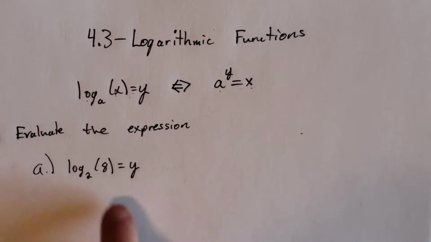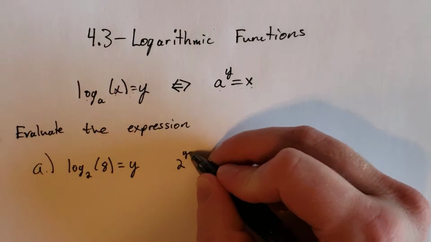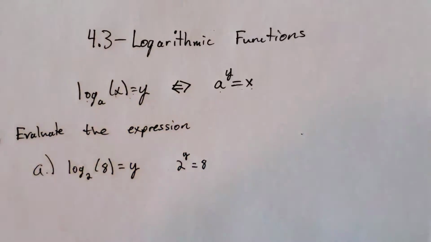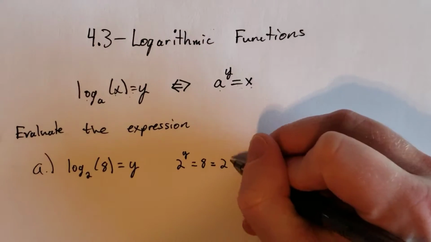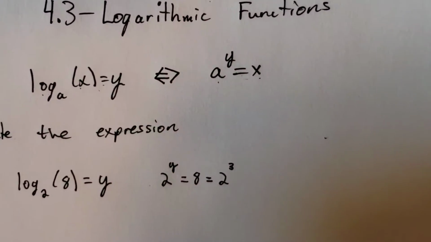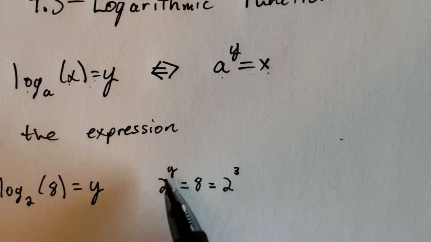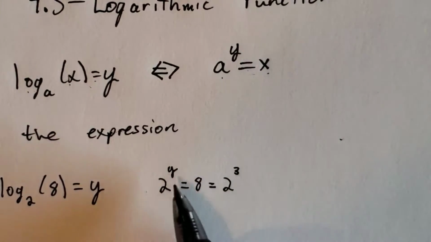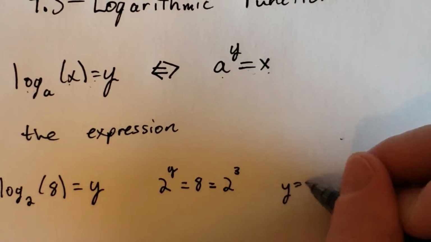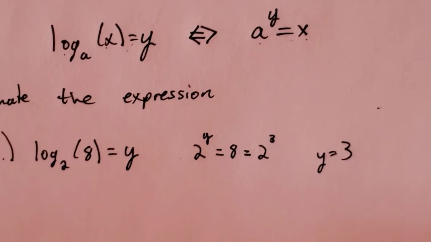To determine what y is, let's write out this expression as the exponential function. Our base was 2. We raise this to the y, and this is equal to 8. You may recognize 8 as 2 raised to the third power. So from here we notice that we have the same base, and if we have the same base, then what does y equal? y equals the exponent that matches, so y is 3. We're going to solve most of our questions like this.